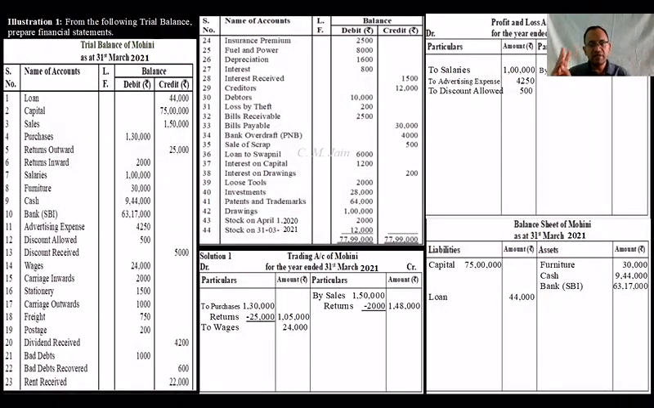So carriage inward is a purchase related expense, whereas carriage outward is a sale related expense. So carriage inward is a direct expense to be shown in trading account, whereas carriage outward is an indirect expense to be shown in profit and loss account. So carriage inwards being a direct expense, we will show in trading account on debit side to carriage inwards 2000.